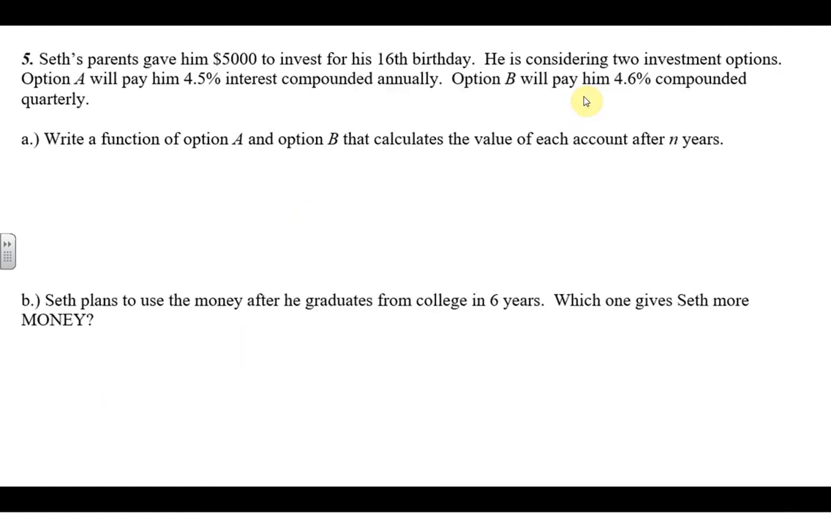All right, number 5. Seth's parents are very generous people, and they gave him $5,000 to invest for his 16th birthday. He has 2 different options, 4.5% compounded annually and 4.6% compounded quarterly. Quarterly would be every 3 months, just to be clear. So here would be the straightforward function for option A: 5,000 times 1 plus the rate of 4.5% every year.